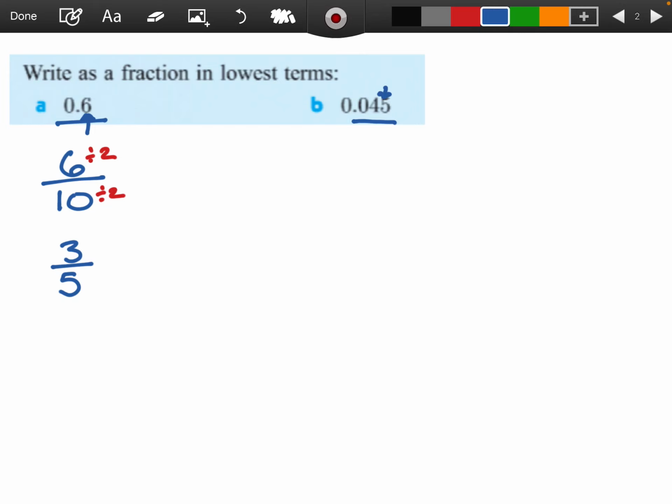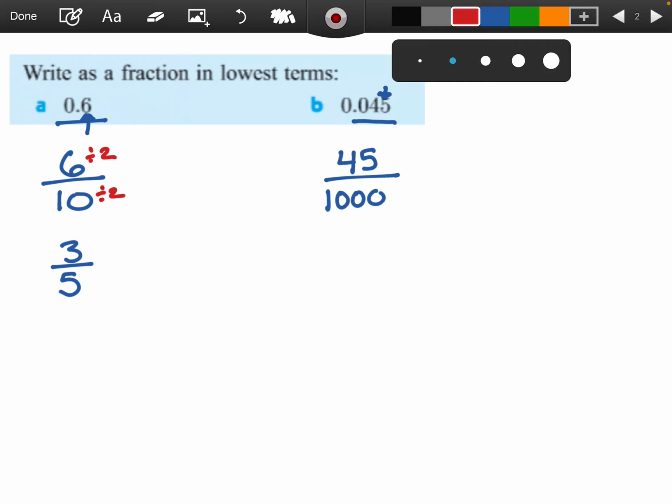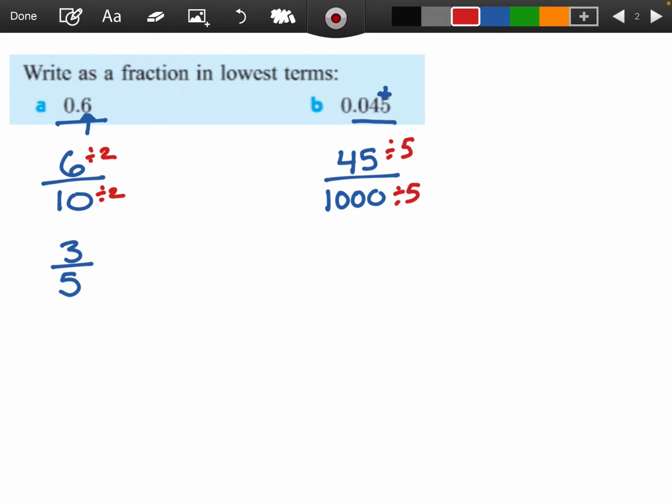Okay, so next up, we have this number, which reads as, the last digit is in the thousandths spot. So this is 45 thousandths. And again, we look for common factors in order to reduce this to lowest terms. If you can get the highest common factor, great. Sometimes you might not get to that one right away. So let's pretend I don't know what the highest common factor is, but I see that one ends in a 5 and one ends in a 0. So I'm going to start by dividing both of those by 5.